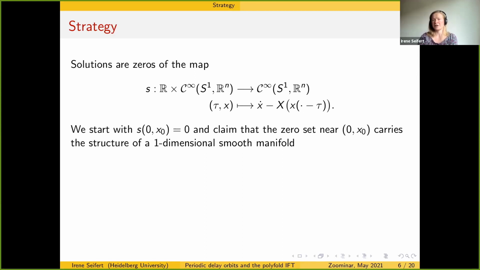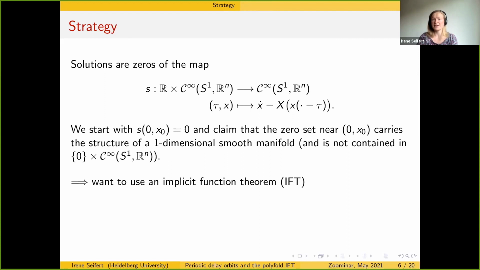And so we want to claim that the zero set of this section, this map, near this pair carries the structure of a one-dimensional smooth manifold, and also that it is not contained in 0 times the C infinity loops, because then we wouldn't get solutions for different delays. So of course, the thing we want to do is use an implicit function theorem. But now comes the problem that this shift map, taking a delay and a loop and mapping it to the shifted loop, is not a smooth map.